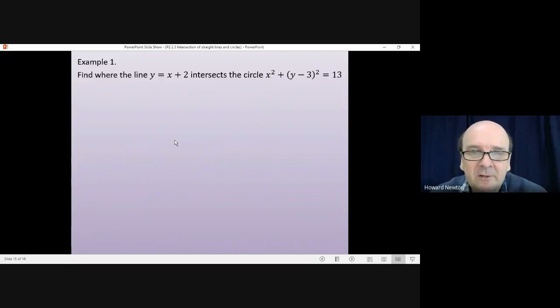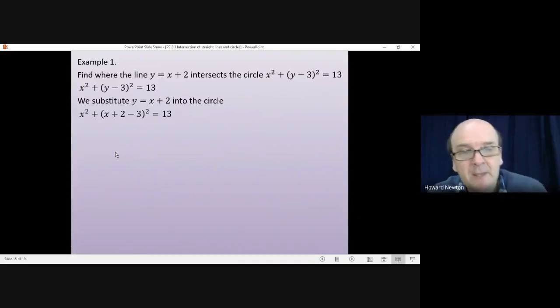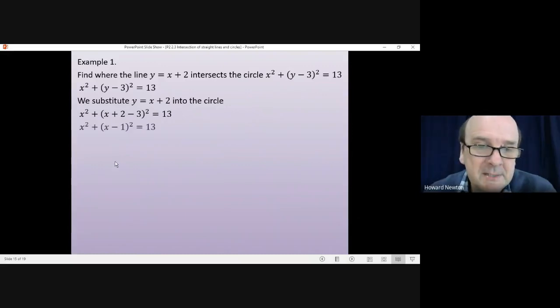Okay, let's have a look. So that's the equation of the circle. And what I'm going to do is substitute y from the straight line into the circle. So the circle becomes x squared plus (x plus 2 minus 3) squared equals 13 when I substitute in for y. Then I need to square the brackets.